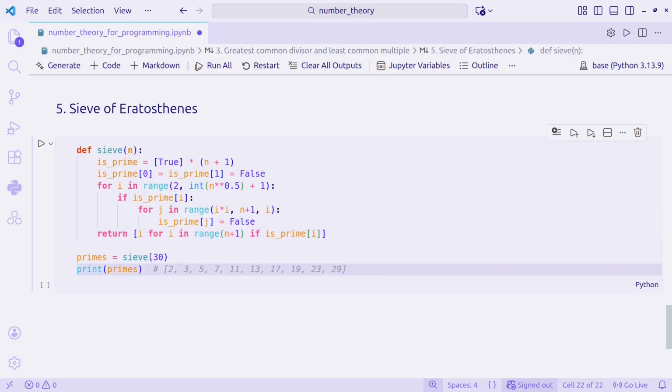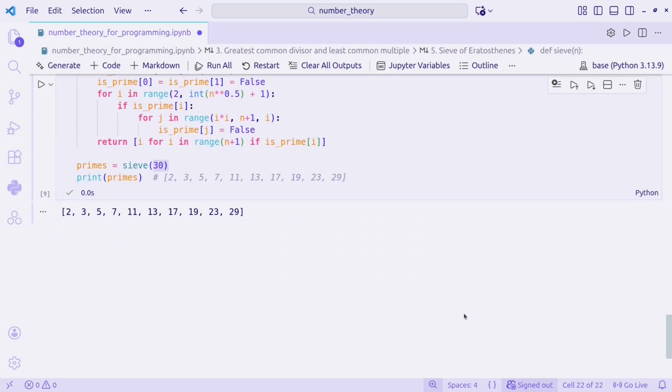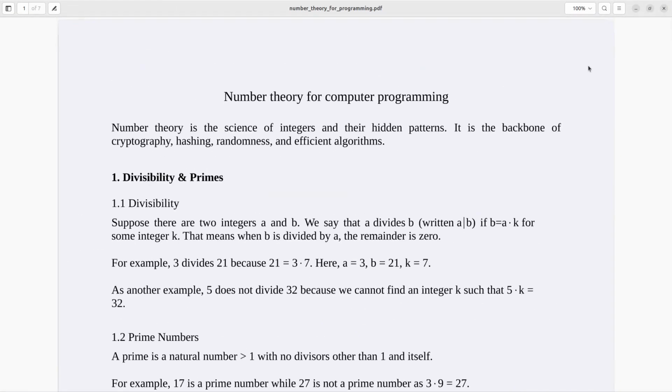So let me see the prime numbers up to 30. And you will see that I will have these numbers as the prime numbers before 30 by using the Sieve of Eratosthenes.